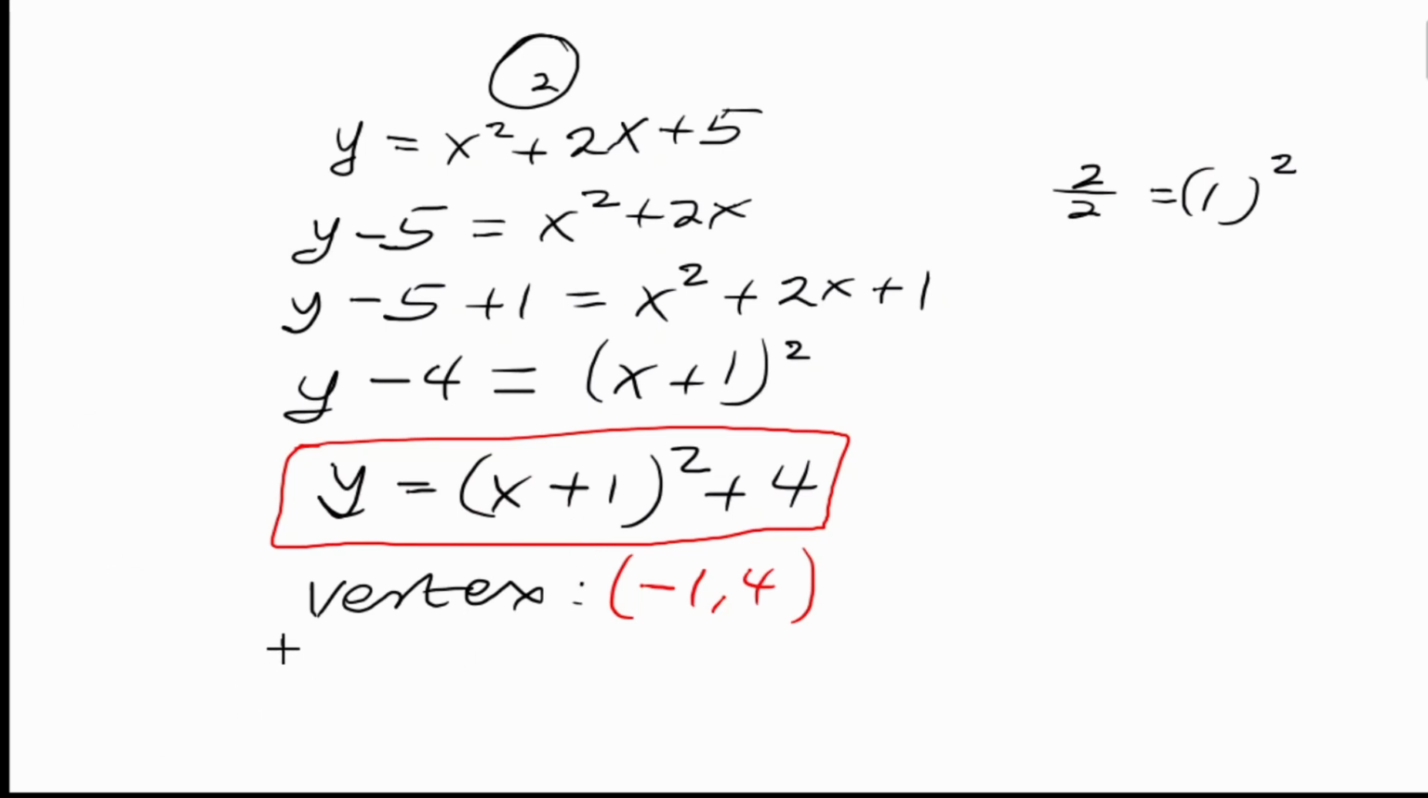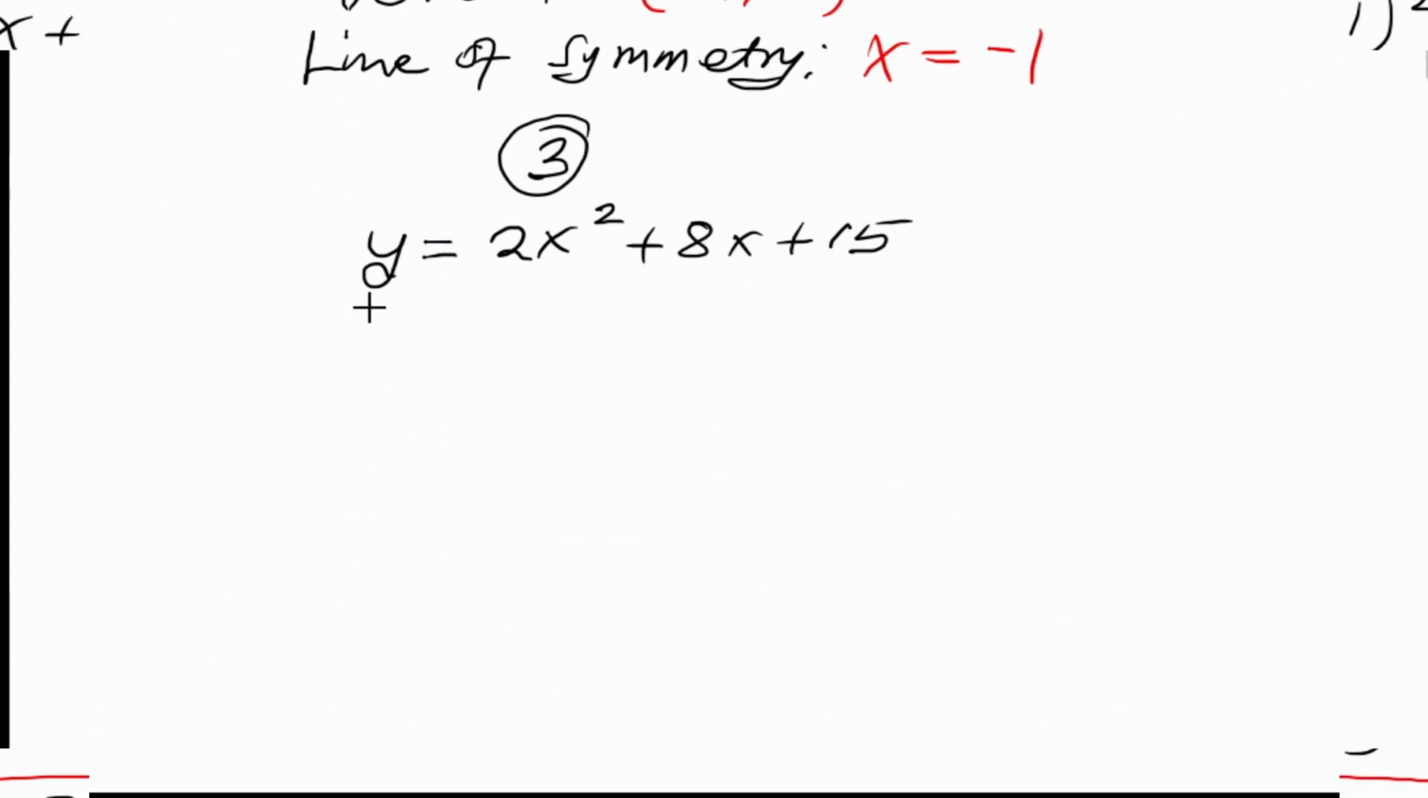And the equation of the line of symmetry, which is also called the axis of symmetry, is x equals -1. Let's take another one which looks a bit different, and that will be question 3. Right, in question 3, we are solving for the coordinates of the vertex of the equation y equals 2x squared plus 8x plus 15. And we start just the way we started. And again, I said this looks a bit different because now the a is not 1. The coefficient of the x squared is not 1.